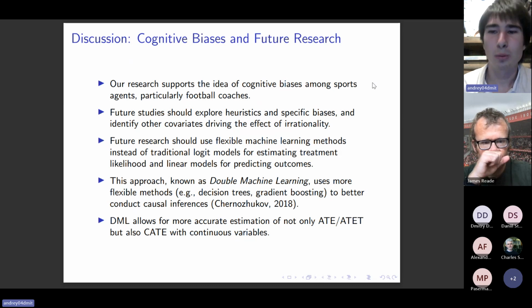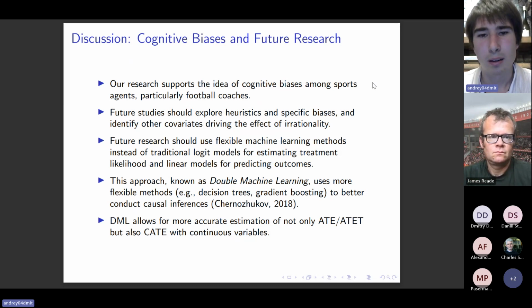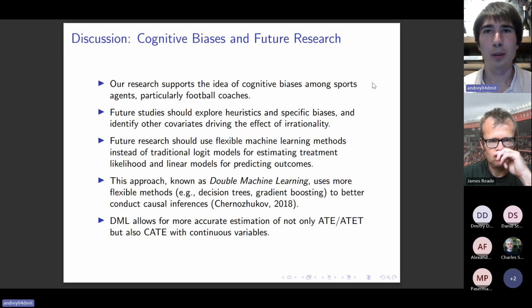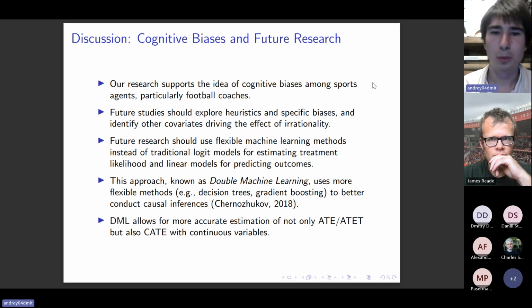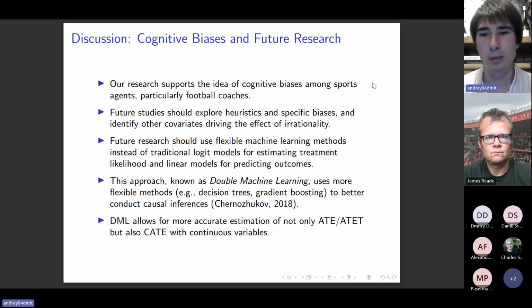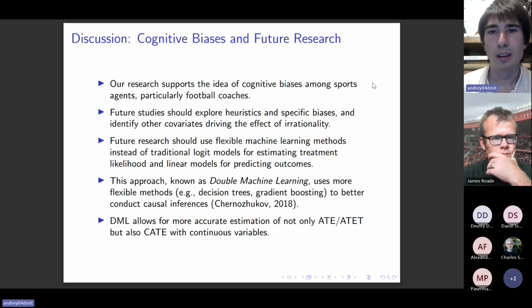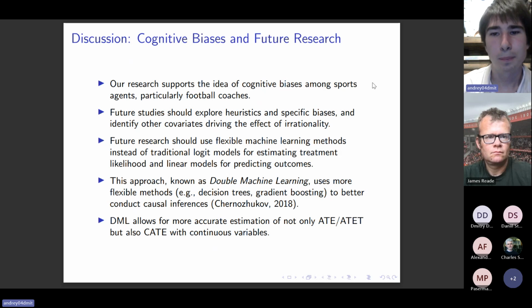To decision trees, yeah, so to better conduct causal inference. And the DML allows for more accurate estimations of not only ATE, but also CATE with continuous variables, because as we can see here, when watching subgroups, it's a robust method when we use various intervals and so on. But to catch, for example, a polynomial function, you'd better use DML for this purpose, if you expect to see this complex relation.